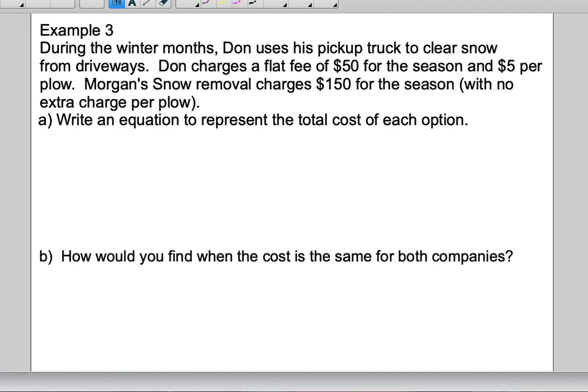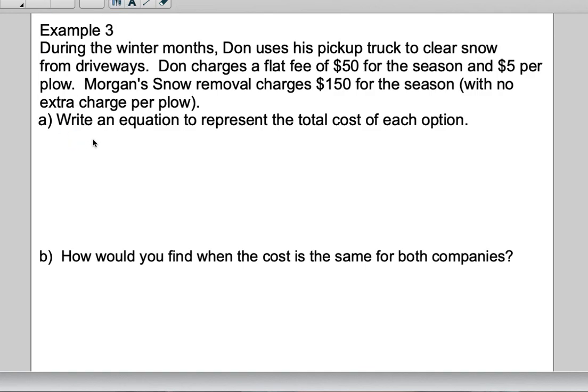During the winter months, Don uses his pickup truck to clear snow from driveways. Don charges a flat fee of $50 for the season and $5 per plow. Morgan's snow removal charges $150 for the season with no extra charge per plow. Write an equation to represent the total cost of each option.